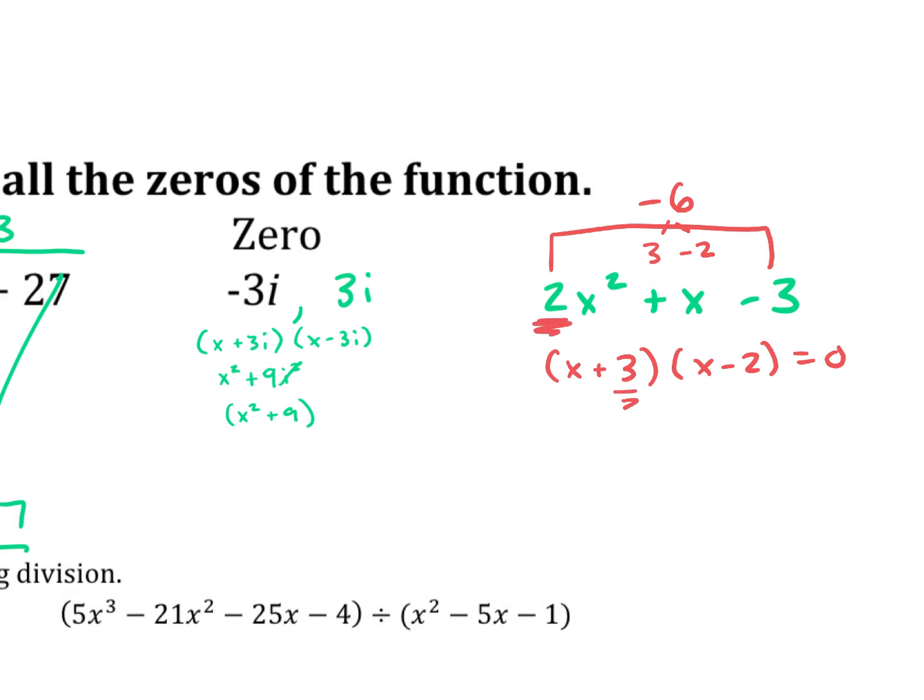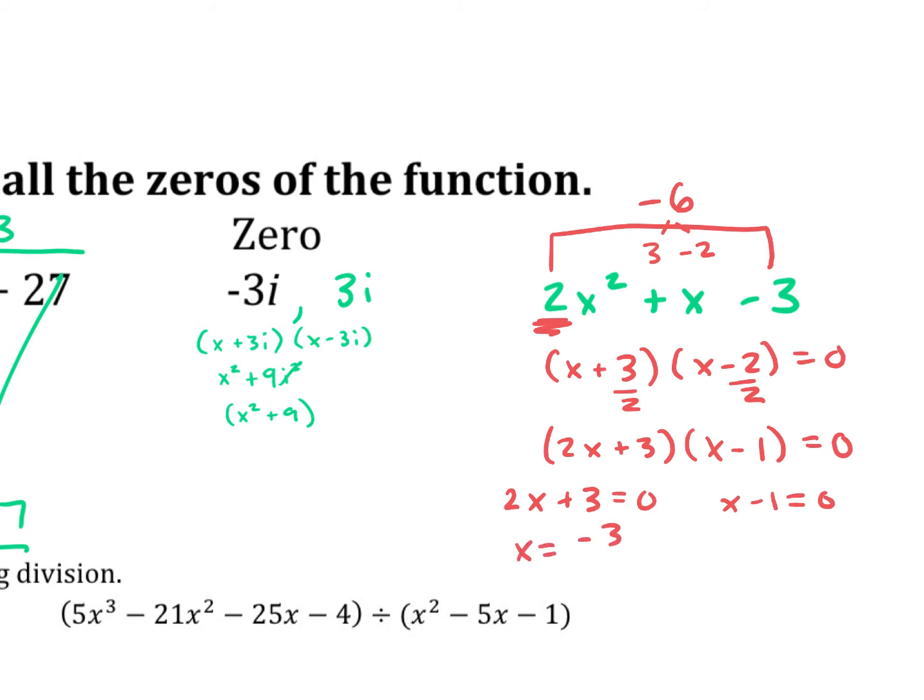I have to divide the first number. So if you start with multiplication, you have to go back in and divide. So this is 2x plus 3 and x minus 1. And then just set each piece equal to 0 and solve for x. So x is equal to negative 3 over 2, and x is equal to 1.